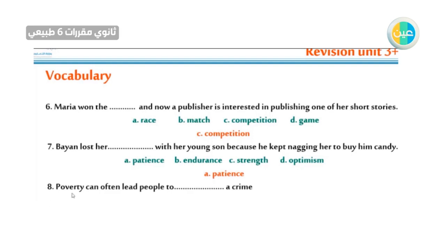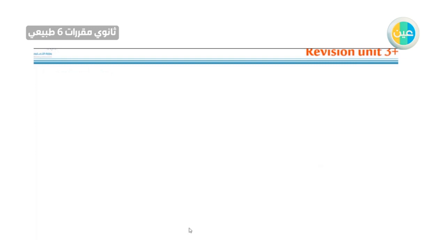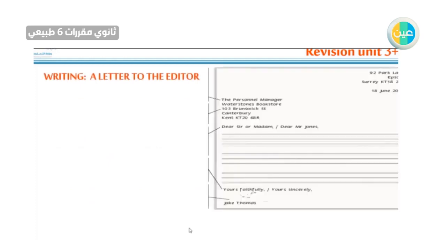Poverty, a poor life, can often lead people to a crime. To what? What's the verb here? To, it means there is a verb after it. Serve, lead, break, or commit? Yes, for sure. Commit, do. By this, we come to the end of the grammar and vocabulary section, and now we will move to the writing.